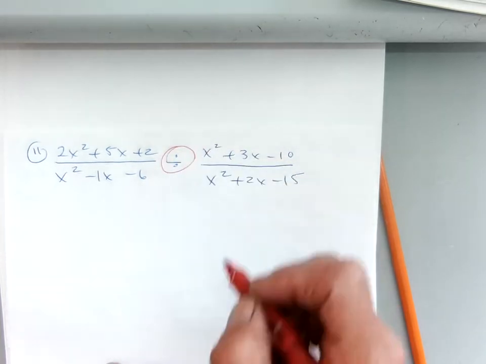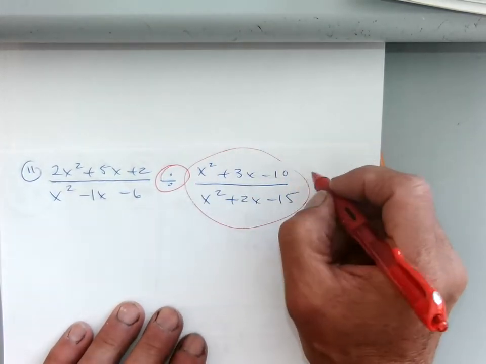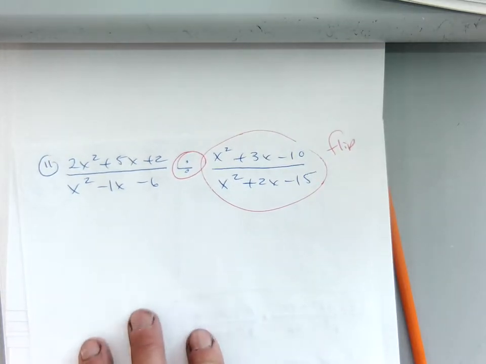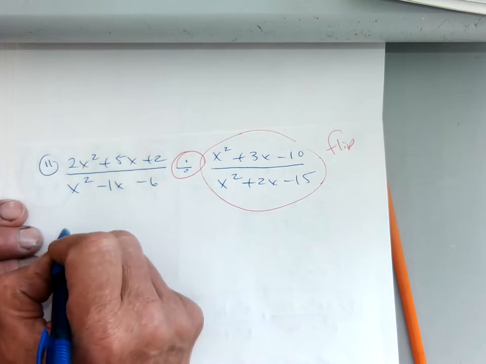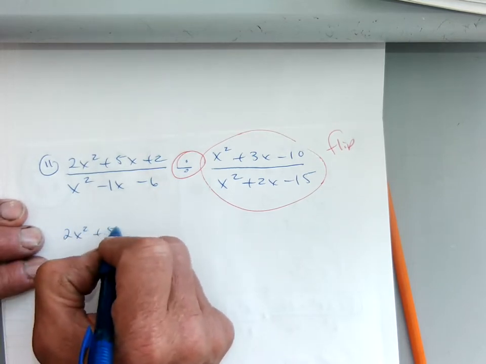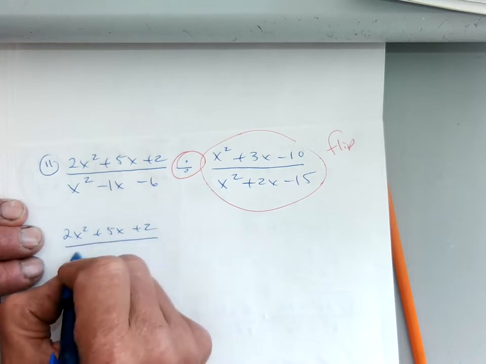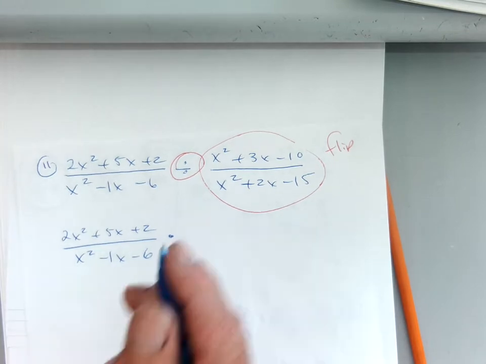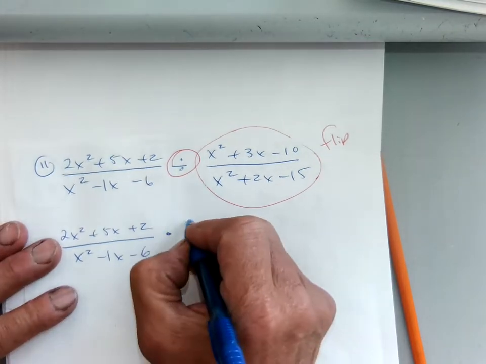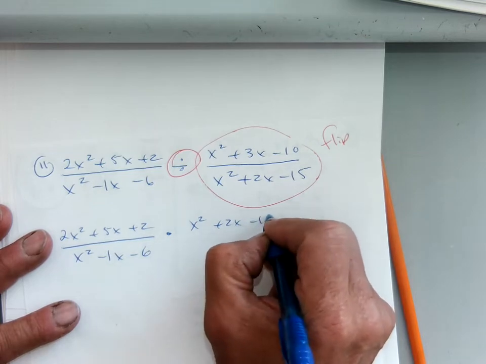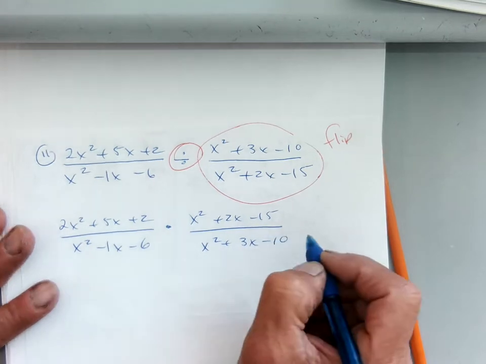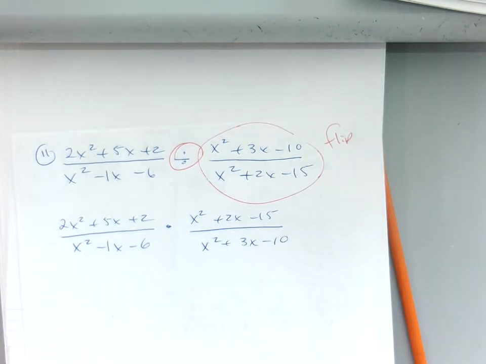Now, divide, right? So we're going to flip this second fraction. All right, I can do that. I'm going to rewrite 2x squared plus 5x plus 2 over x squared minus x minus 6 times, I'm going to flip the second fraction, invert and multiply, x squared plus 2x minus 15 over x squared plus 3x minus 10. And I'll let you get caught up. And then we're going to factor, but I'll wait for you, okay?